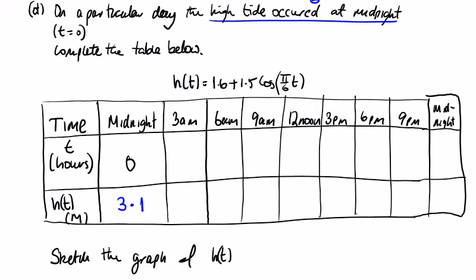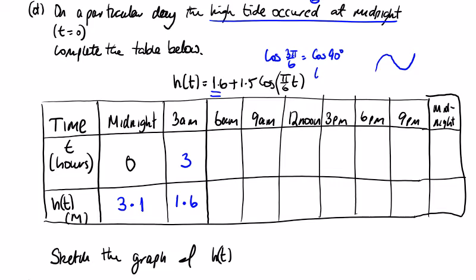Now, can we do this without a calculator? At 3 a.m., t is equal to 3. So the cos of 3 pi over 6 is the cos of 90. That actually is 0. Cos of 90. So we're just going to have 1.6. So after 3 hours, we have 1.6. And we should see a pattern here with these graphs because it's up and down.